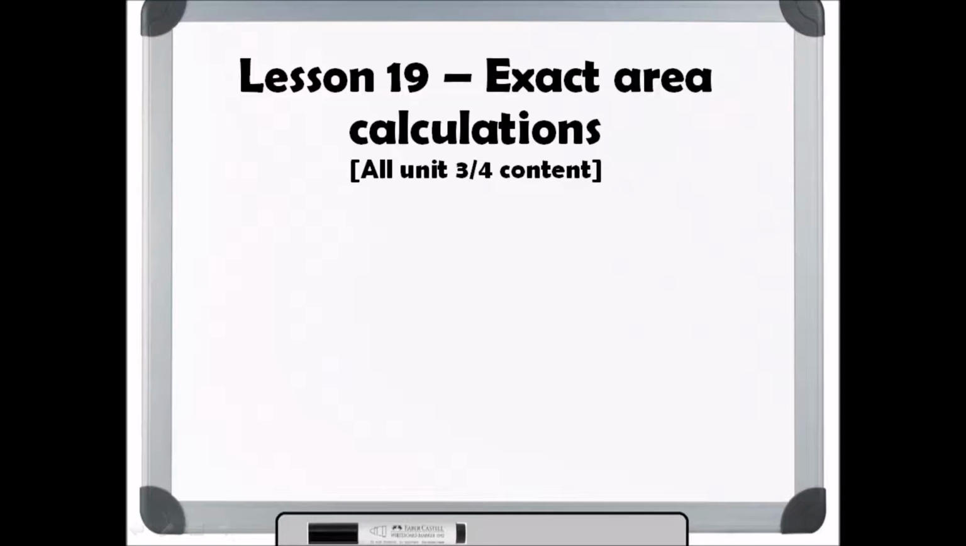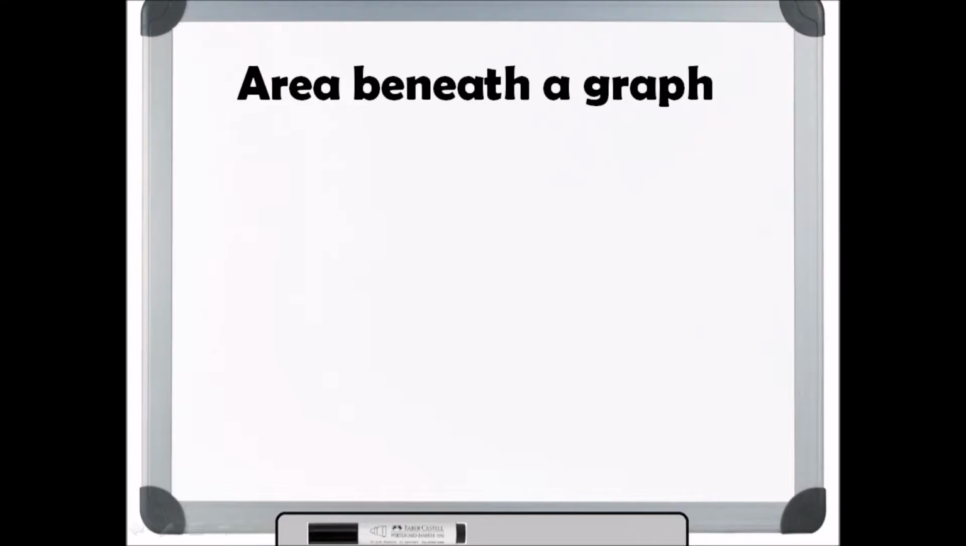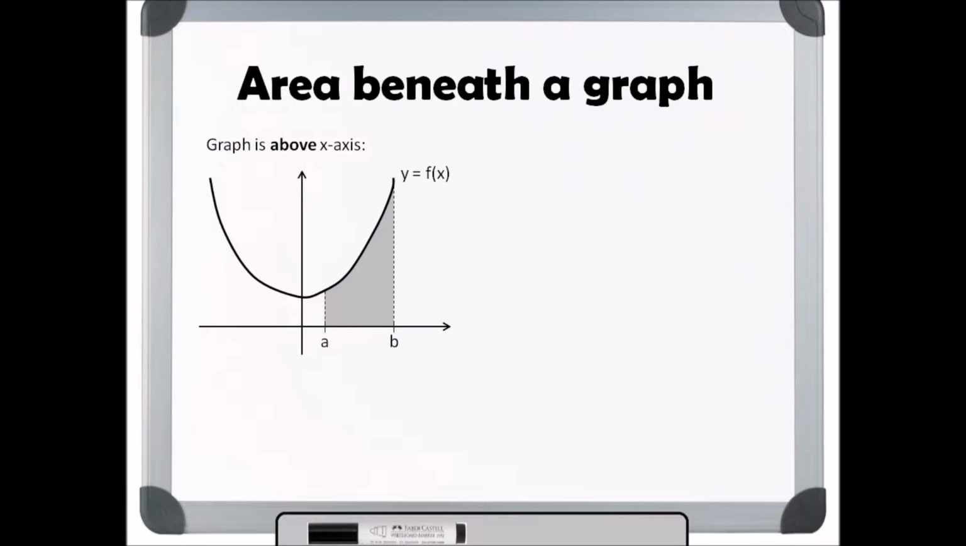In this video, we are going to learn how to calculate the exact area of a graph. What is the area beneath a graph? If the graph is above the x-axis as follows, its area is given by the definite integral of the function f(x) from b to a, where b is your right bound and a is your left bound.